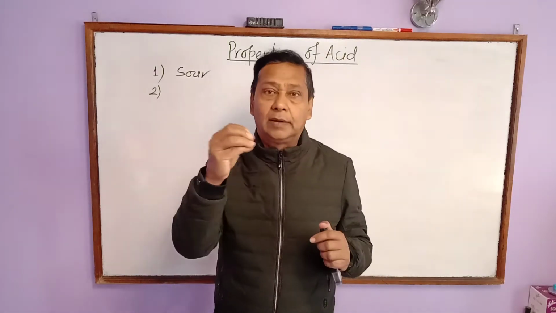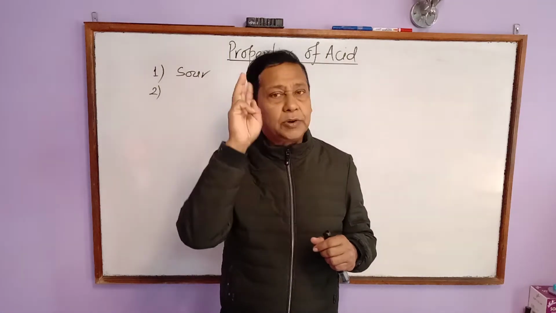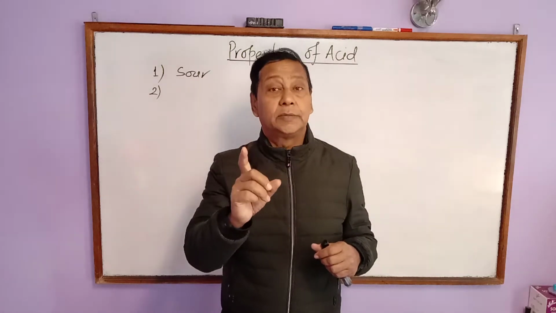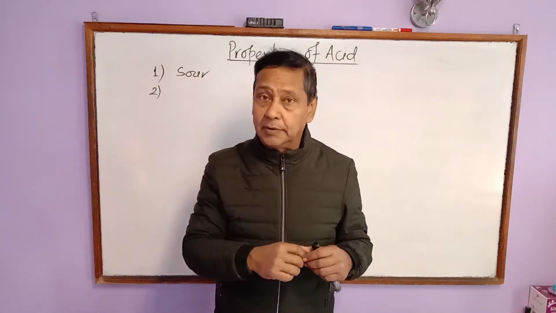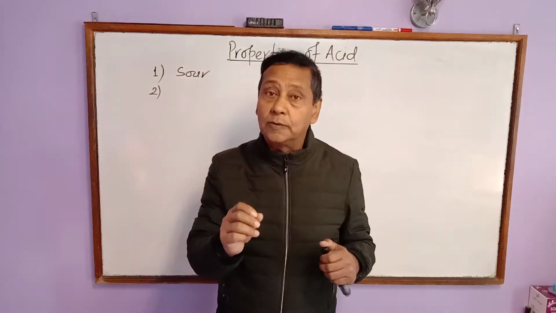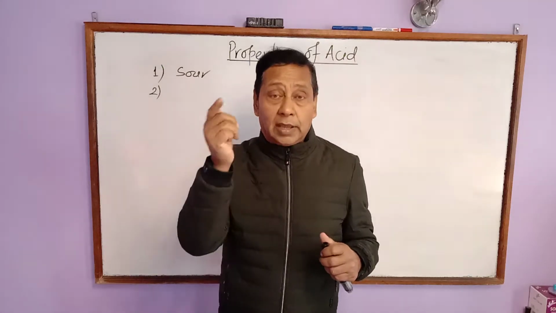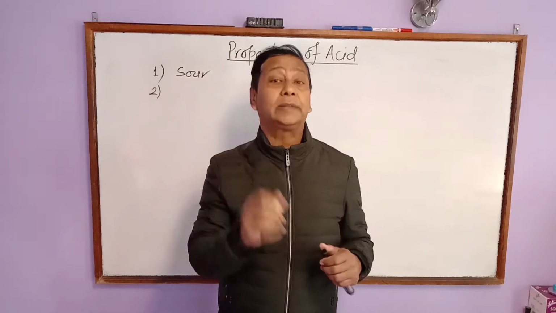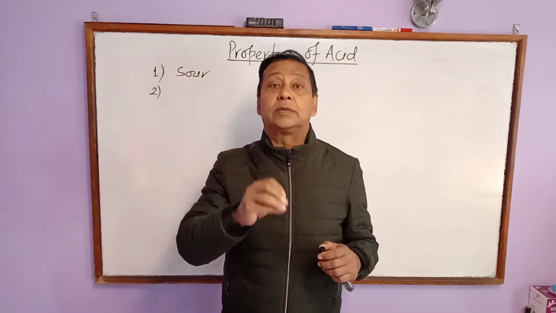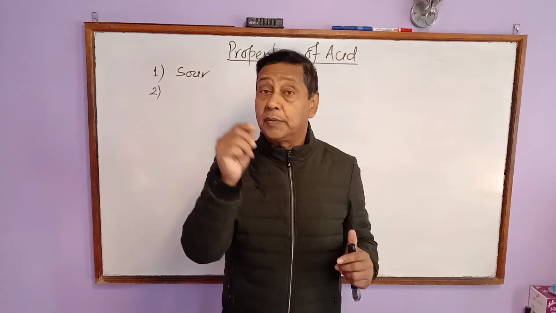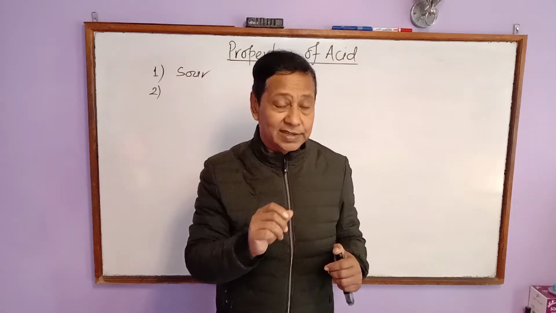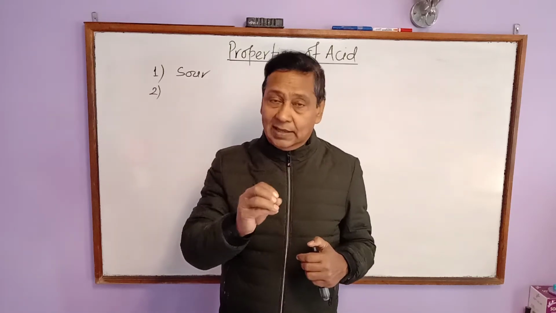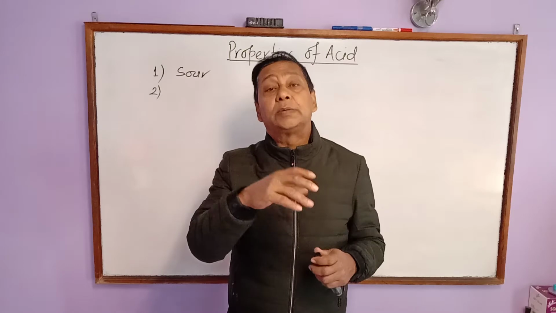Now let's talk about some examples. There are three basic indicators which we are using in laboratory. One is litmus, may be available in the form of paper, may be available in the form of liquid also. Acid converts blue litmus into red. Second, phenolphthalein. This is also one indicator which is used in laboratory to identify an acid. Phenolphthalein remains colorless in acid. Third one is methyl orange. Methyl orange is an indicator which gives red color in acid.